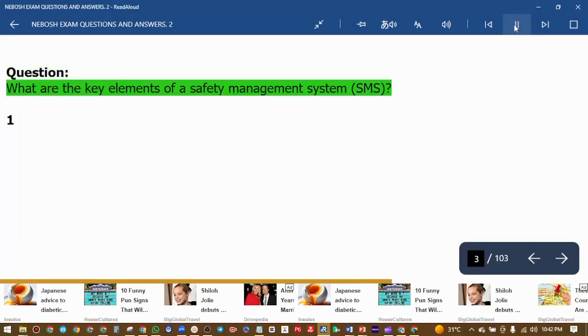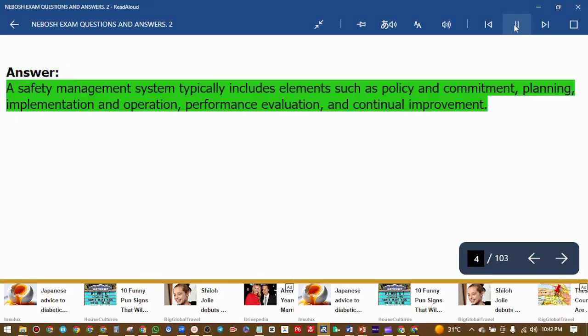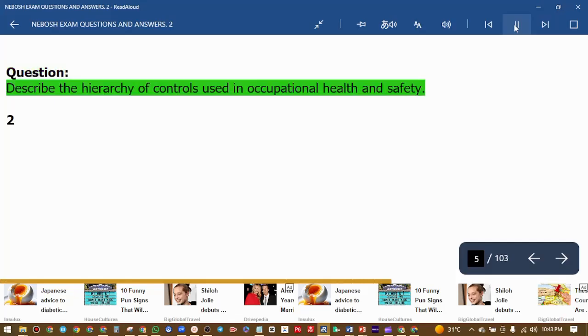Question 1. What are the key elements of a safety management system, SMS? Answer. A safety management system typically includes elements such as policy and commitment, planning, implementation, and operation, performance evaluation, and continual improvement.